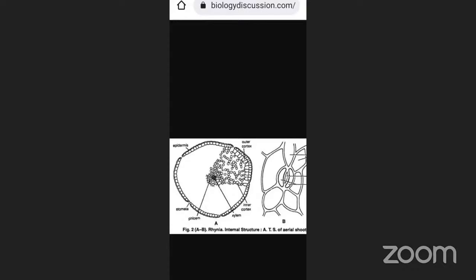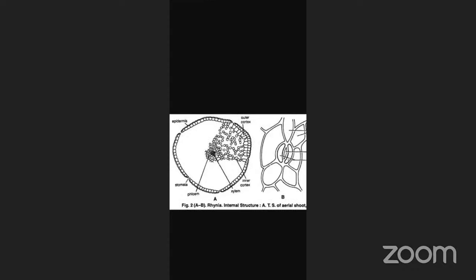Another one is reproduction. In Rhynia, only the sporophytic generation was known. So asexual reproduction, only asexual.